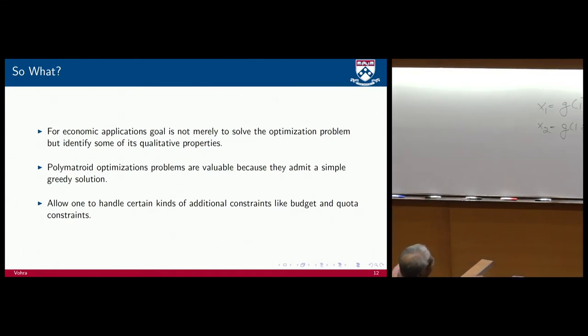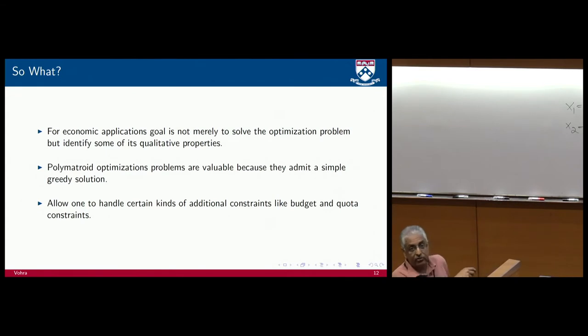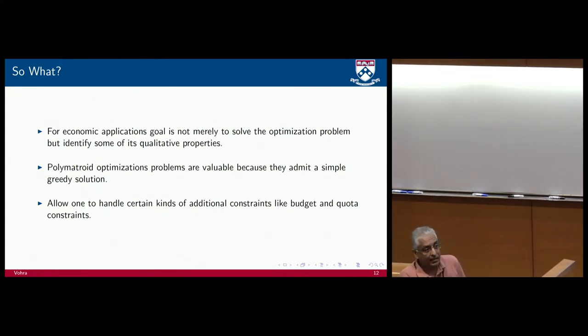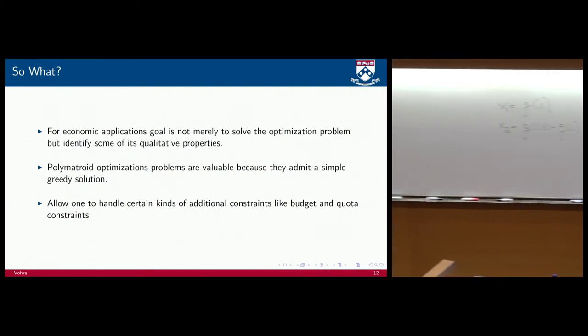You can add additional constraints to these polymatroids and preserve this priority rule property. In terms of economic context, you should look at the paper by Che, Kim, and Mierendorff, which identifies these. I won't spend time on these additional side constraints.